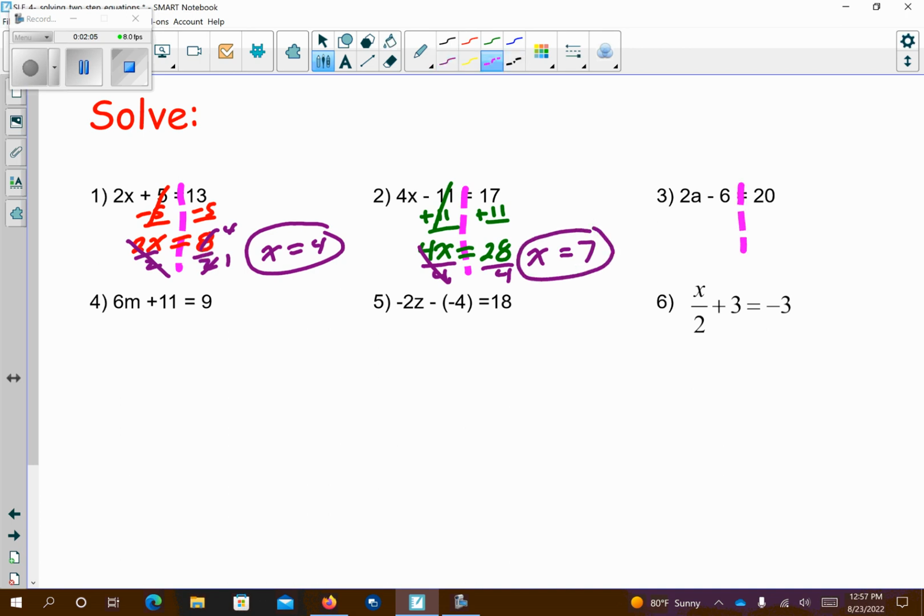Problem number 3, again, the pink line represents the equal sign, so 2a minus 6, opposite of minus 6 is plus 6. So I'm going to add 6 to both sides. Those cancel, so I get 2a is equal to 26. Now I have to get a by itself, so in order to undo 2a, 2 and a are being multiplied together, so I'm going to divide both sides by 2. The 2's reduce. 26 over 2 reduces to 13.